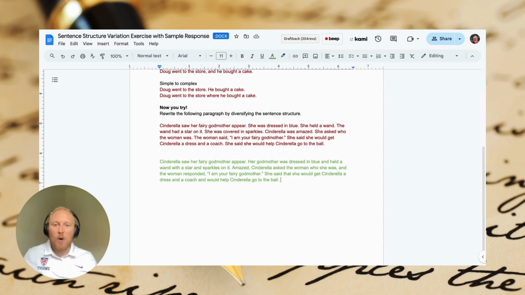There are lots of ways to change sentence structure to make it sound a little bit better, to make it flow a little bit better. But again, the principle is that you don't want to just use the same sentence type or the same sentence structure throughout the entirety of your text. You want to mix up the different types of sentences in order to elevate your writing style.